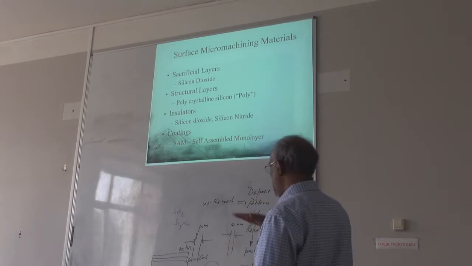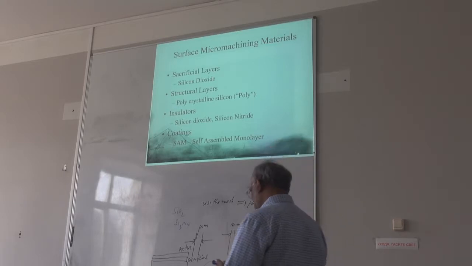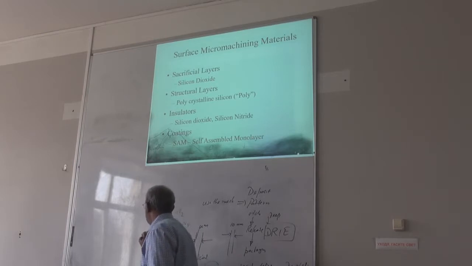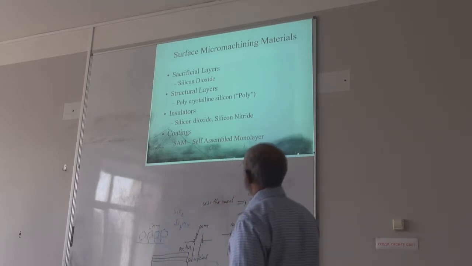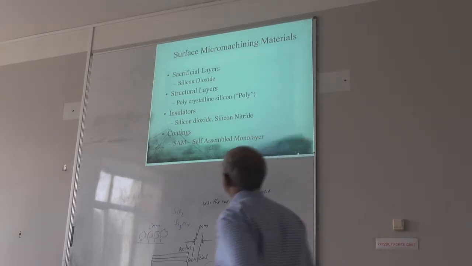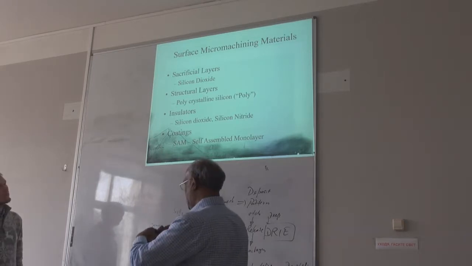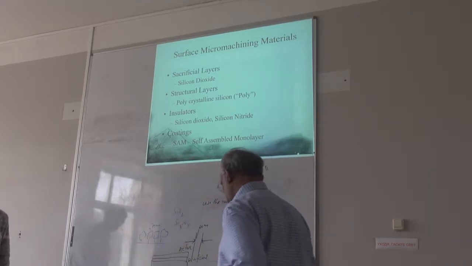Then if you want to put a coating, you can have what we call a self-assembled monolayer. You can attach whatever molecule onto this substrate. So this is called the self-assembled monolayer. The coating can even be some metal layer. Mostly here we are talking about if you want to attach some functional layer. Yes, exactly.